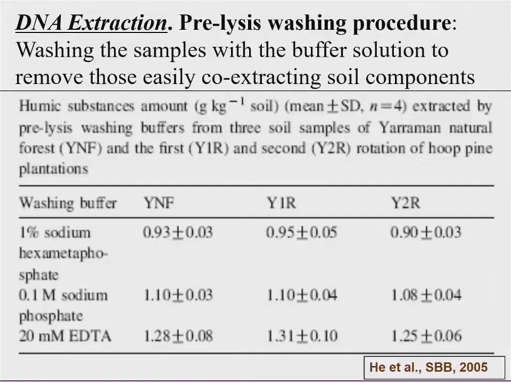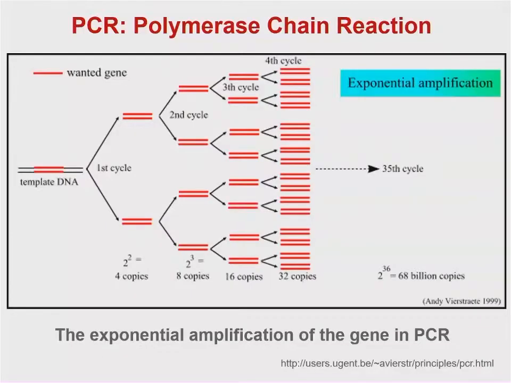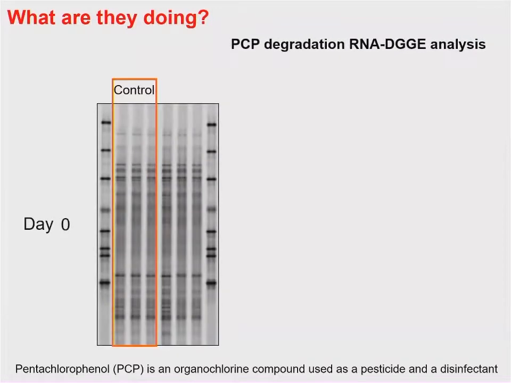So I developed some method. We can wash the soil to remove those dissolvable organic compounds, and then we do the DNA extraction. This will greatly improve the DNA extraction efficiency. This is just a very simple example. And then if we got the DNA, we can amplify the DNA, so make many copies, usually some billions of copies of the DNA. And then if we got enough pieces of DNA, we can carry out further research.